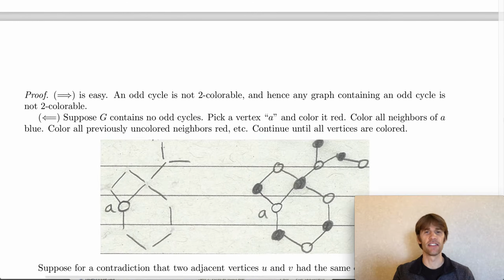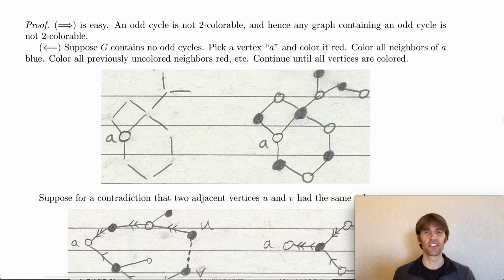One direction is easy. So if a graph is two colorable, it can't contain any odd cycles. That's simply because an odd cycle, as we discussed, is not two colorable. For the reverse direction, going backwards, we need to prove that if our graph has no odd cycles, then we can color it with two colors. This is a little bit more difficult, but let me explain the algorithm for doing this.